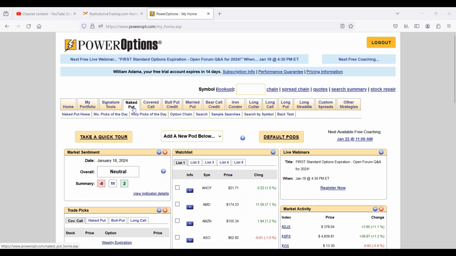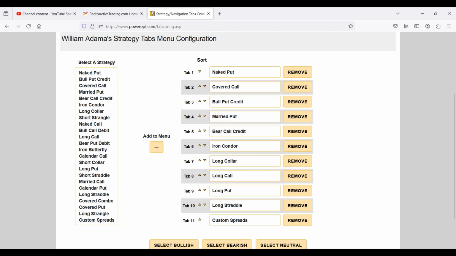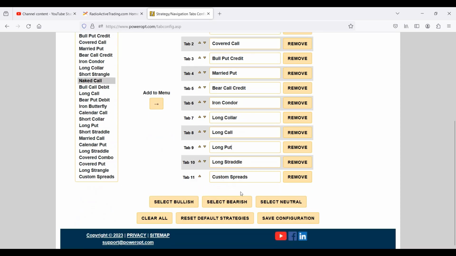And then we get into our strategies. We have several lists of strategies here. As I mentioned, we support over 23 of the most commonly used strategies. Let's say a strategy you want right away. Simply click the Other Strategies tab, and you'll be able to customize it from the available strategies here on the left to add to your available tabs here on the right.